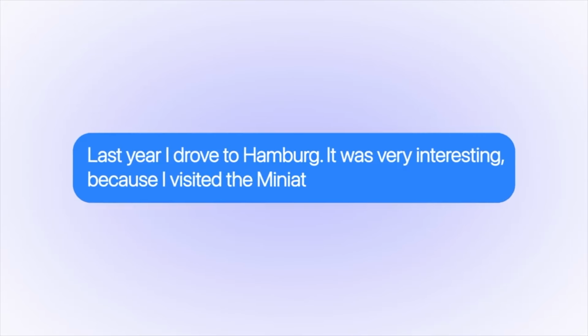Last year, I drove to Hamburg. It was very interesting because I visited the miniature wonderland.